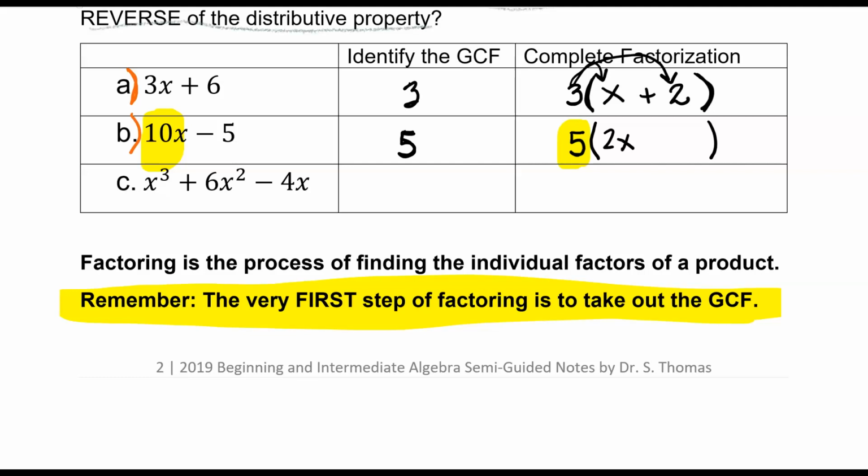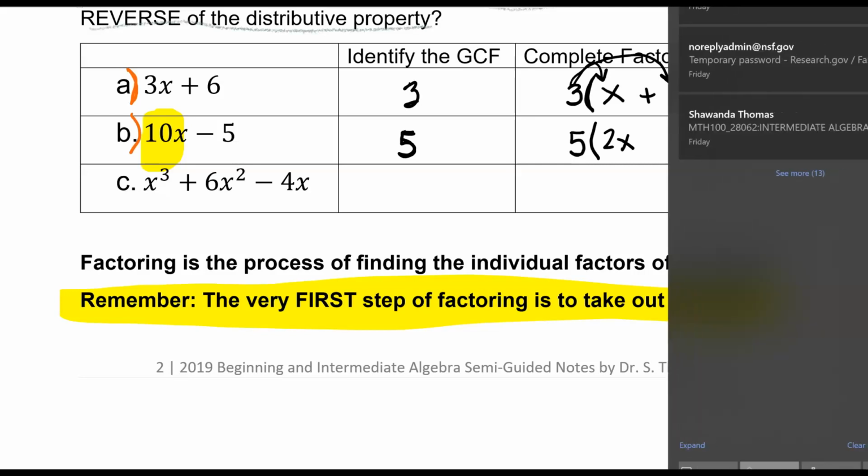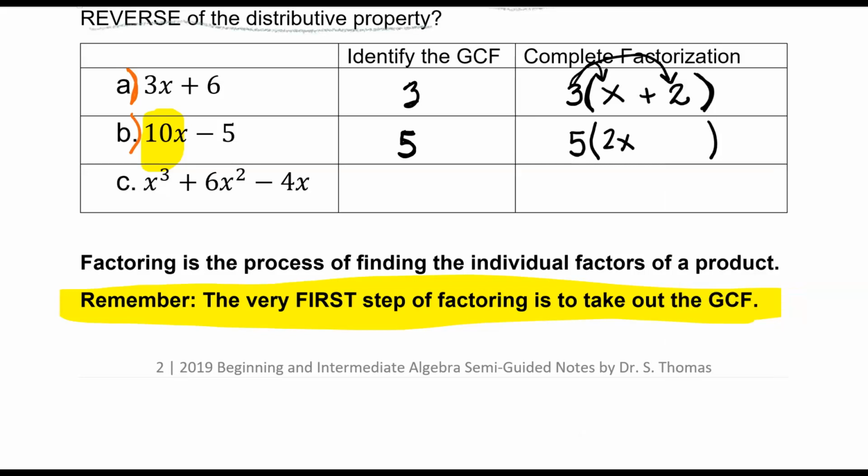And always check as you're working this out. Don't try to do all the problem and not check as you go. Multiply that 5 times that 2x in your head before you move on to make sure you're getting 10x. Next, 5 times what would give you the -5 back? It would have to be that -1. 5 times -1 will give you the -5 that you want. All right, moving on to the next one.